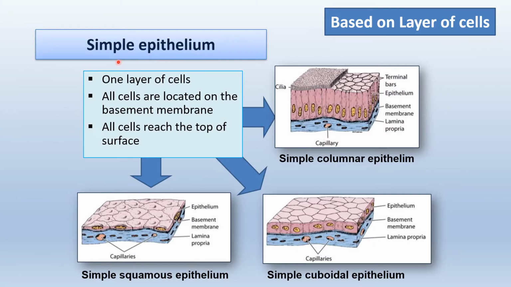Simple epithelium. Simple epithelium consists of a single layer of cells. All cells are attached to the cell membrane and reach the cell surface. Depending on the shape of the cell, it can be simple squamous epithelium, simple columnar epithelium, and simple cuboidal epithelium.